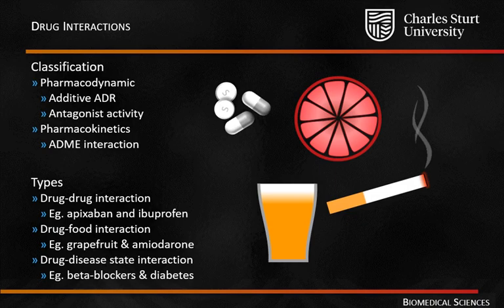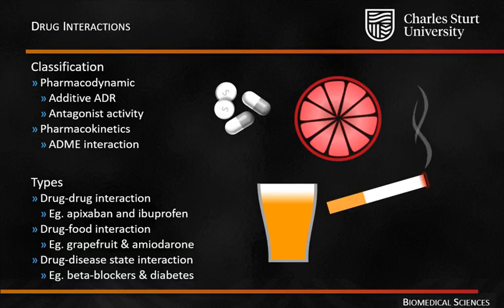The other second main category are pharmacokinetic interactions. So these are anything that will interfere with the absorption, distribution, metabolism, or excretion of another drug, and we'll unpack that in a bit. I'd also like to point out that most of the time when we're talking about drug interactions, we talk about drug-drug interactions.